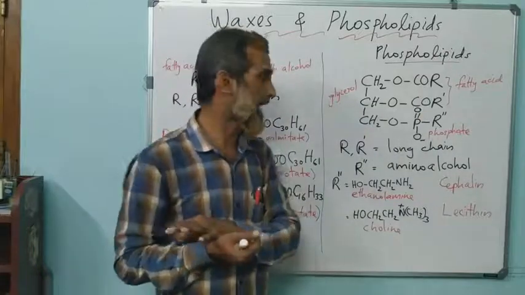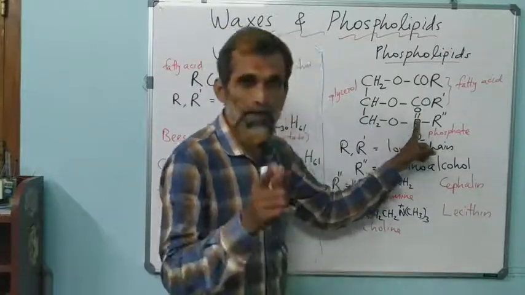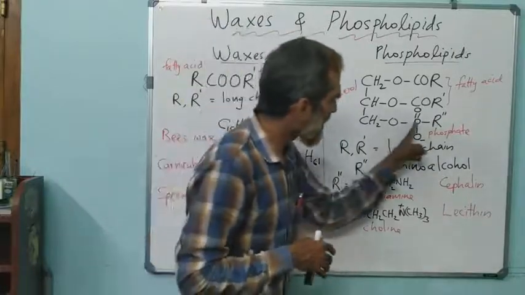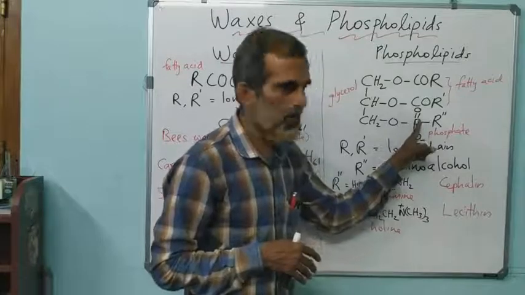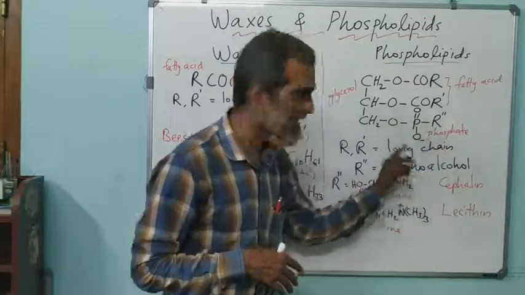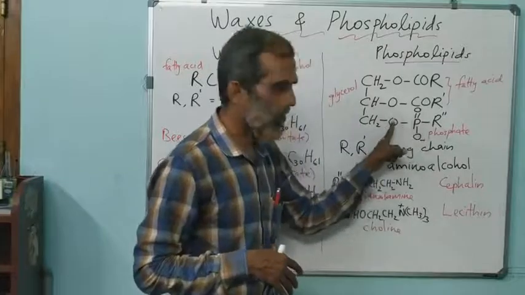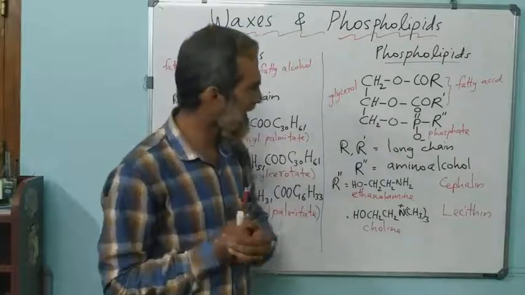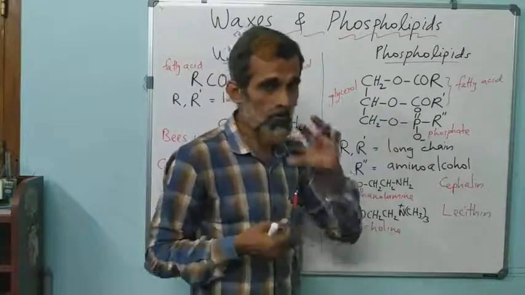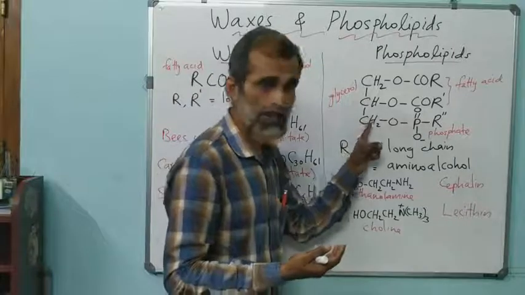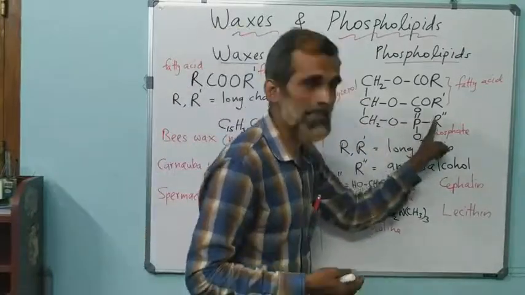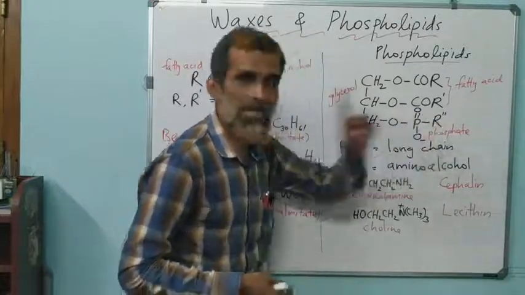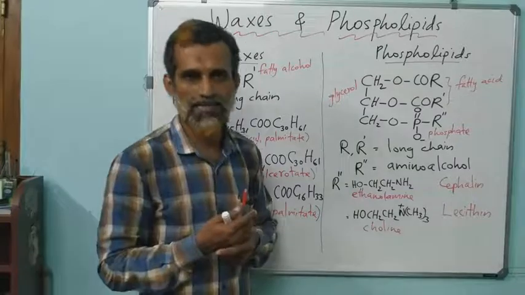Now number two is that this phosphate group itself has two ester linkages. That means this phosphoric acid has OH on three sides. OH is connecting with this OH, so it's a kind of ester linkage, because it's phosphoric acid, an acid, and this is alcohol, so it's an ester. To this side also, this R dash, what about R dash? In phospholipids, this R dash is important, and that makes it so characteristic.